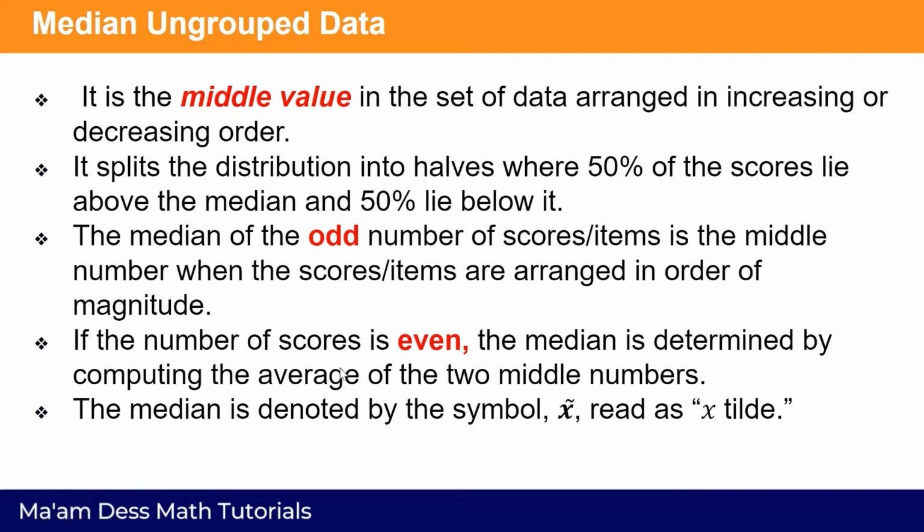Next, if the number of scores is even, the median is determined by computing the average of the two middle numbers. The median is denoted by the symbol X tilde. So if the number of scores is even, to find the median, just look for the average of the two middle numbers. Let's say 1, 2, 3, 4, 5, 6. So we have the middle 3 and 4. Just compute the median of the middle scores.